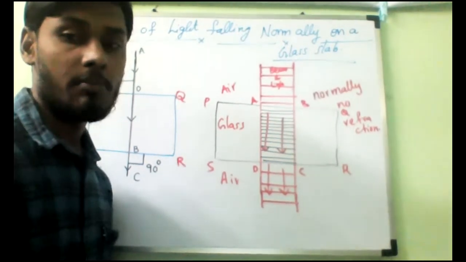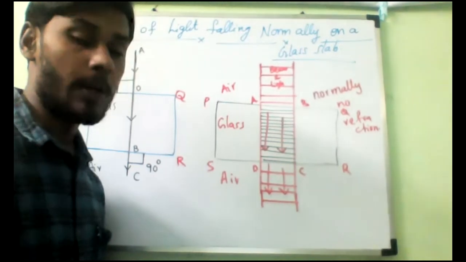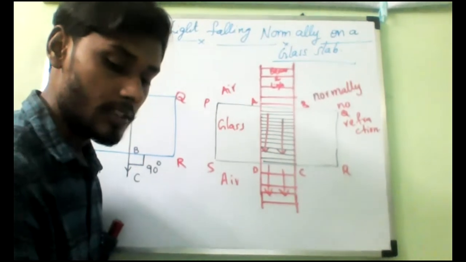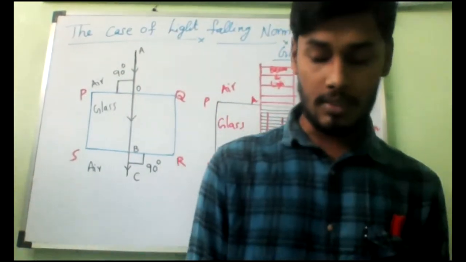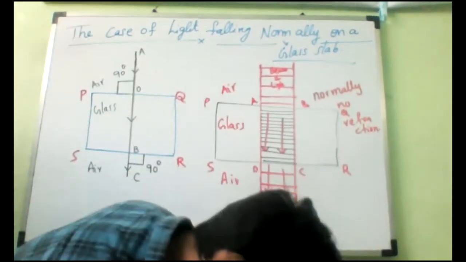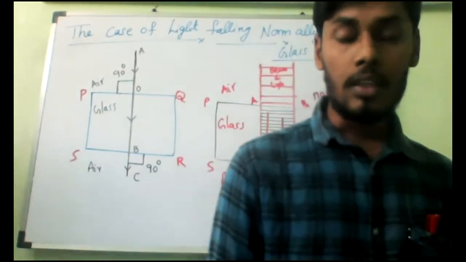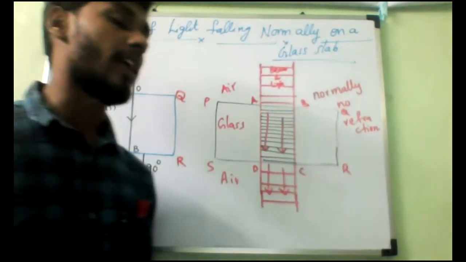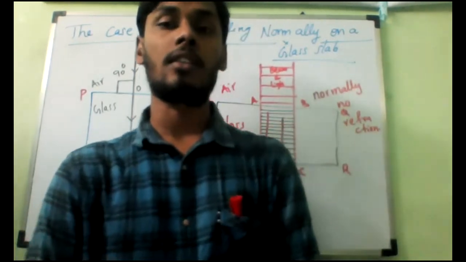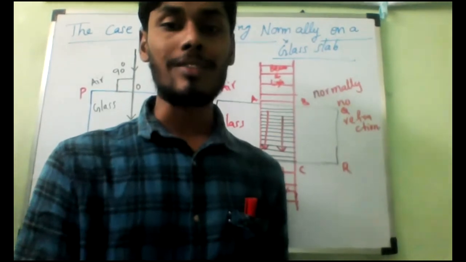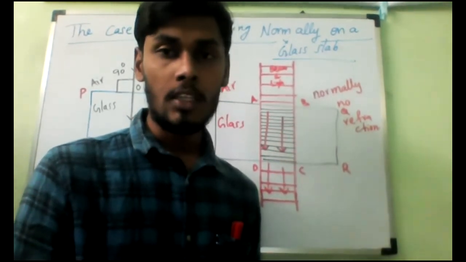Right. If the incident ray falls normally or perpendicularly to the surface of a glass slab, then there is no bending of light, in brackets you can write no refraction, comma, and it goes straight. Do you understand, all of you? And it goes straight. That's all.